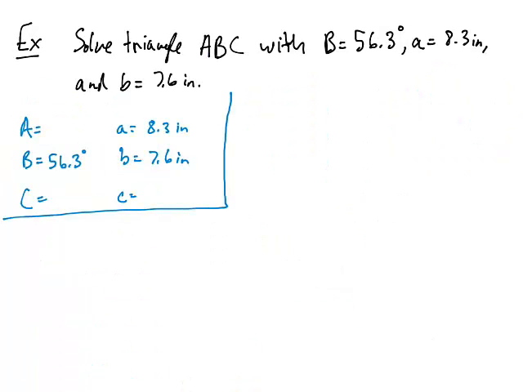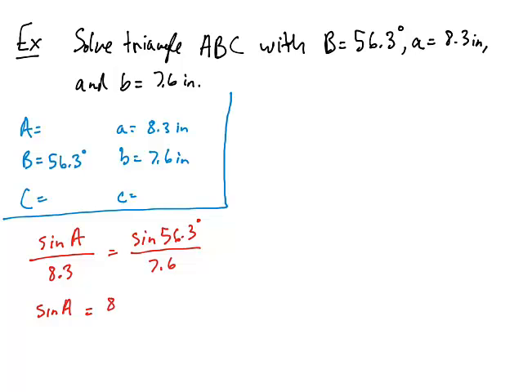Alright, one more similar example. We're given angle B, side A, side B. So let's go ahead and find angle A. We're going to say sine of angle A. Again, whatever is unknown, let's put that in the numerator. Divided by 8.3 inches is equal to sine 56.3 degrees divided by 7.6 inches. Multiply both sides by 8.3. We get sine of A is equal to 8.3 sine 56.3 degrees divided by 7.6.